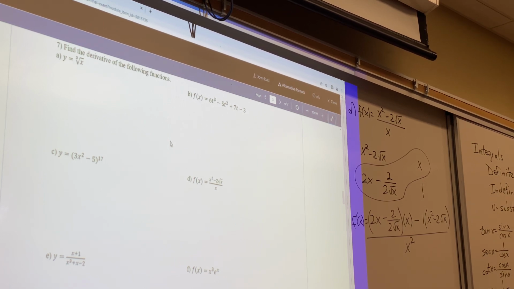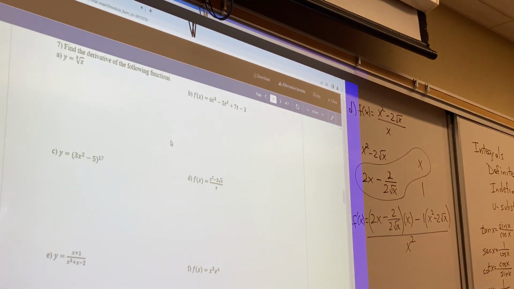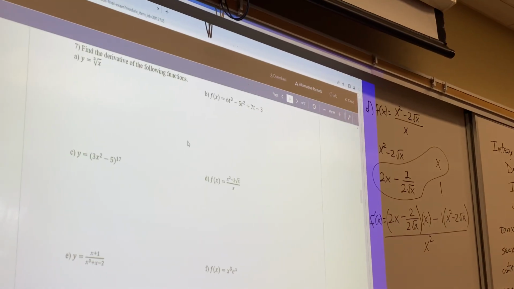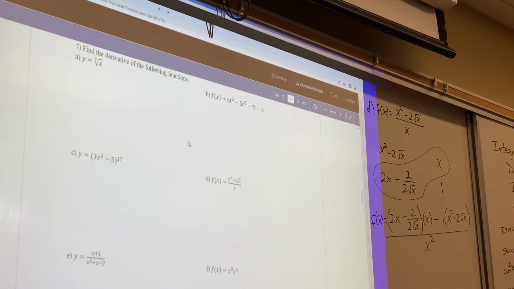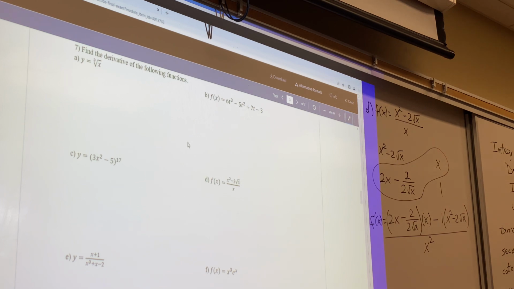Is square root of x also x to the 1/2? Yeah, x to the 1/2. So that formula is just a special case of this formula here. We could write that as x to the 1/2 and then bring it out in front and subtract 1 from the exponent, and it comes out to that. I know it's a special case of the x to the n rule, but square root shows up often enough that it makes your life easier if you just have that one memorized. Any questions so far on the derivatives?